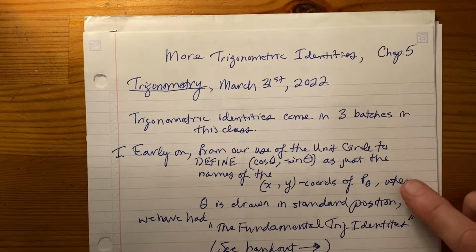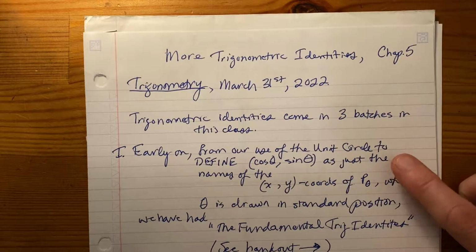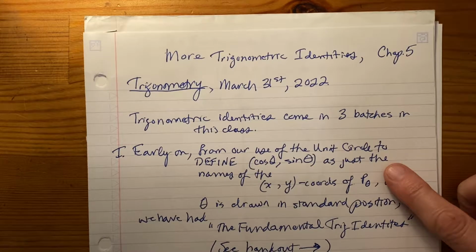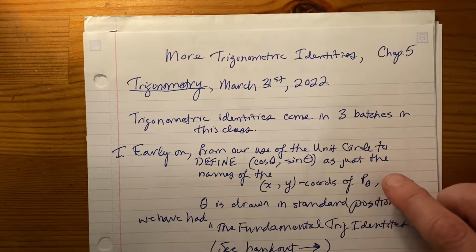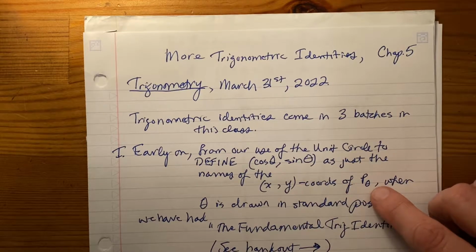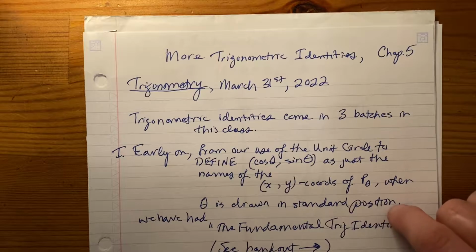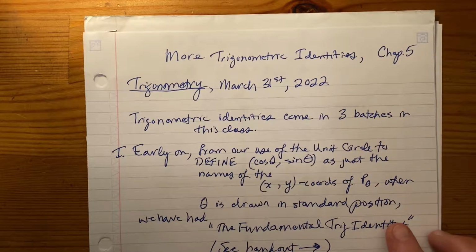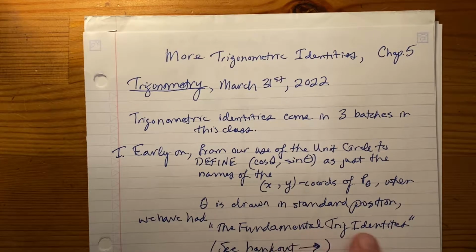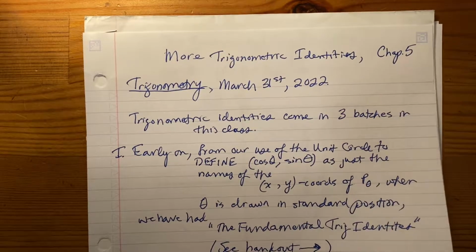Early on, we had a bunch of identities coming out of our definition of the unit circle, and the definition of cosine and sine as the x and y coordinates of P sub theta when theta is drawn in standard position on the unit circle. And from that, we gained a bunch of fundamental trig identities. Let me remind you of what those looked like.